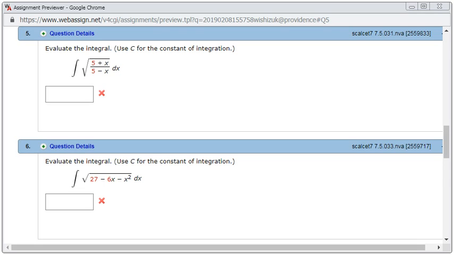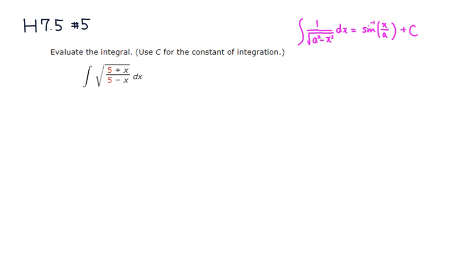All right, let's look at homework 7.5, problem number 5. So let's evaluate this integral. We need to do some trick.